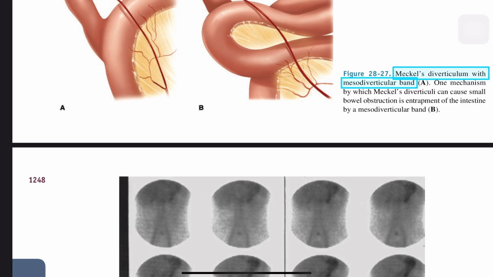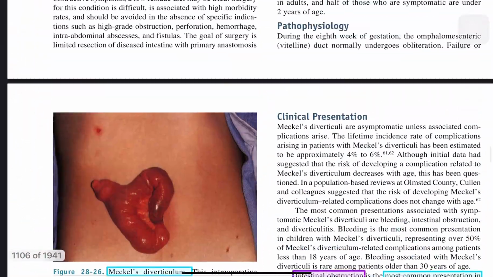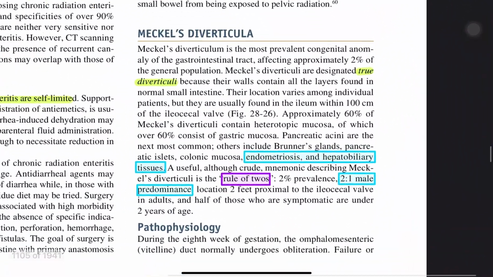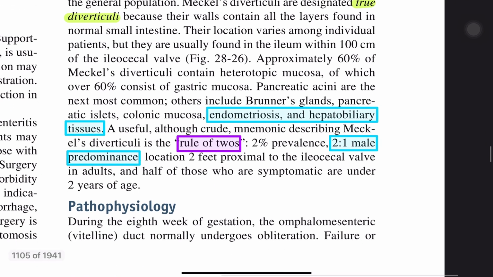Let's see what Schwartz says. Apart from all three, ectopic gastric, pancreatic, and colonic mucosa, they have endometriosis and hepatobiliary tissue. And in the rule of two, they said 2:1 male predominance. But Sabiston says it is equal prevalence.